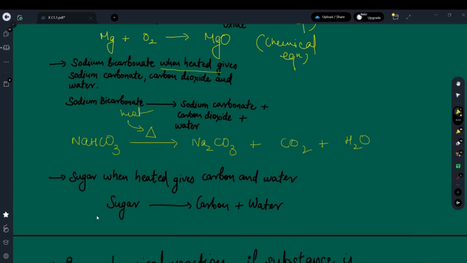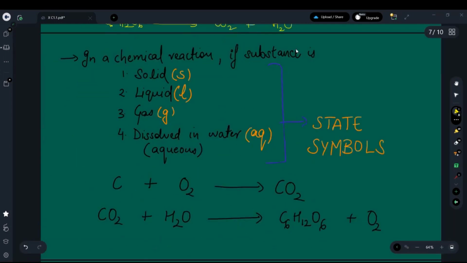Okay, so I'm going to write it quickly. When heated, so I have to write the triangle as well. C6H12O6 on heating gives you CO2 plus H2O. Is that clear? So the thing is that this chemical equation is not done yet. There are a few things which are missing.